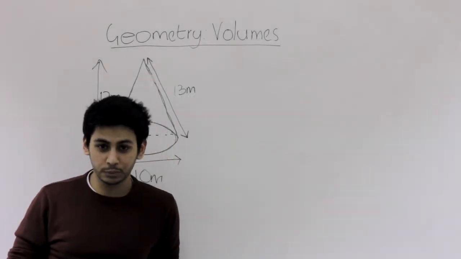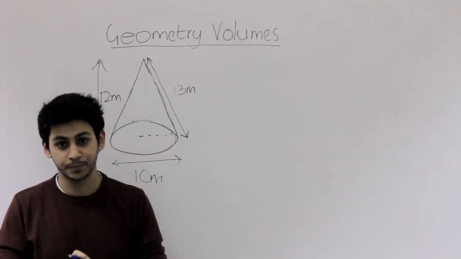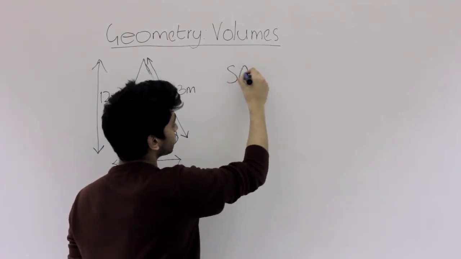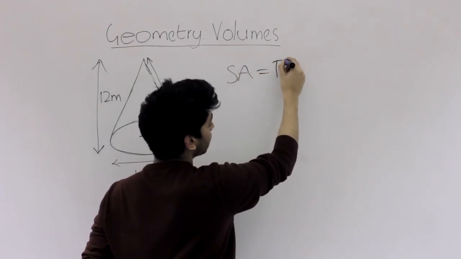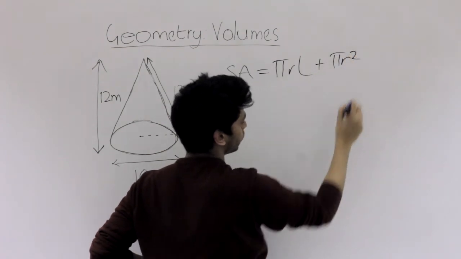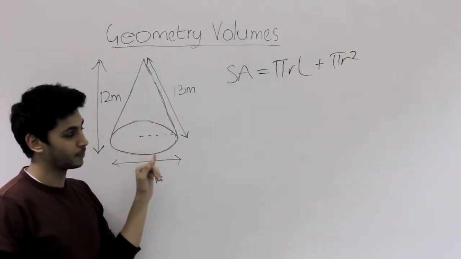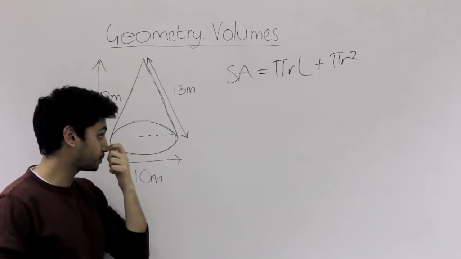So now that you've worked out the volume of a cone, in your exam paper they might also ask you to work out the surface area. There's a simple formula that you can use for this also. I'm just going to write SA here for surface area. The formula is pi r L plus pi r squared. Now we know pi r squared is the area of our base, which is a circle. So pi r L is just going to give us the surface area of everything else.